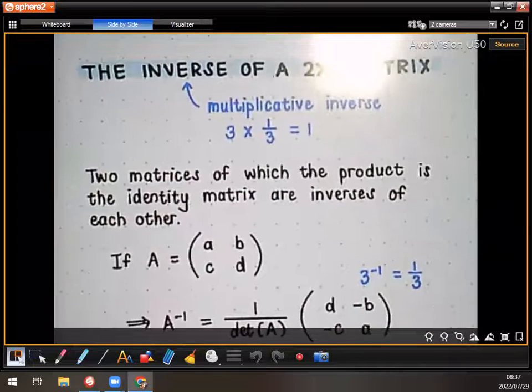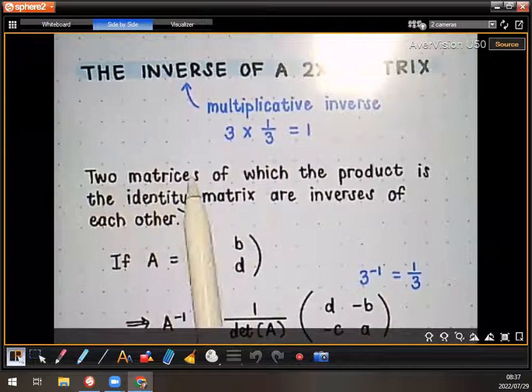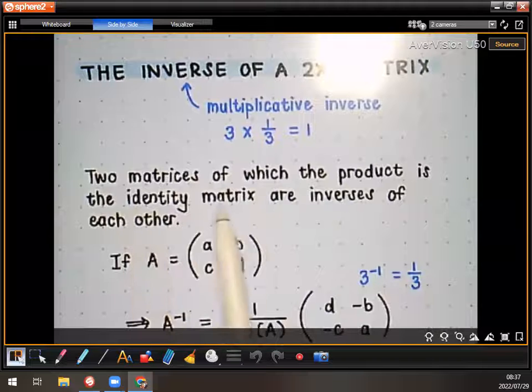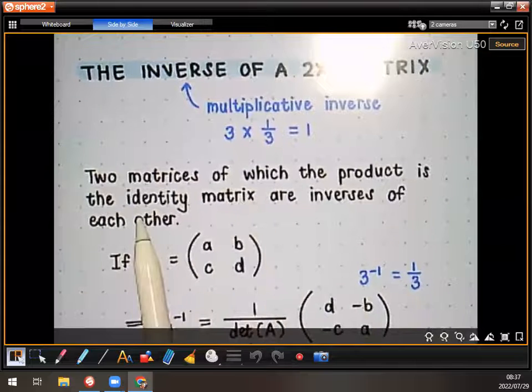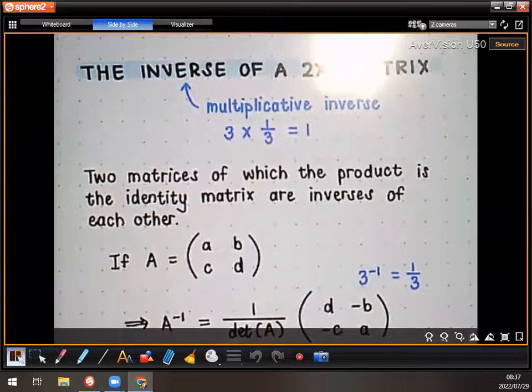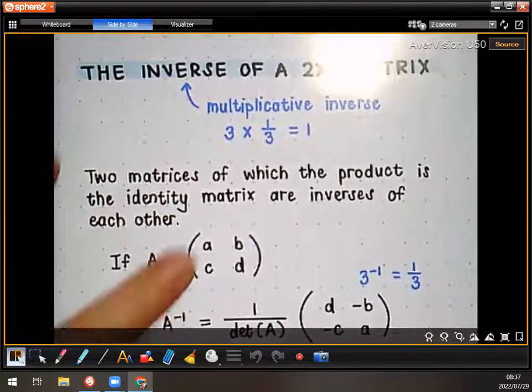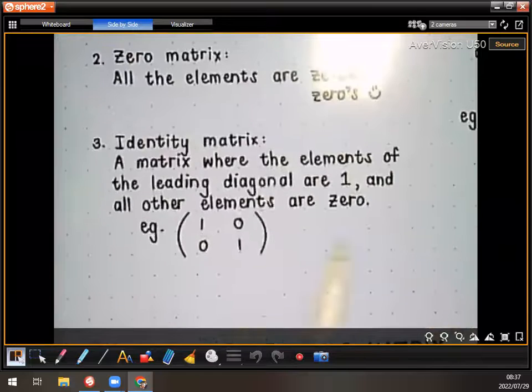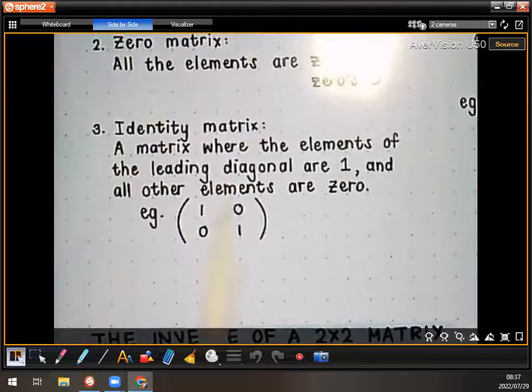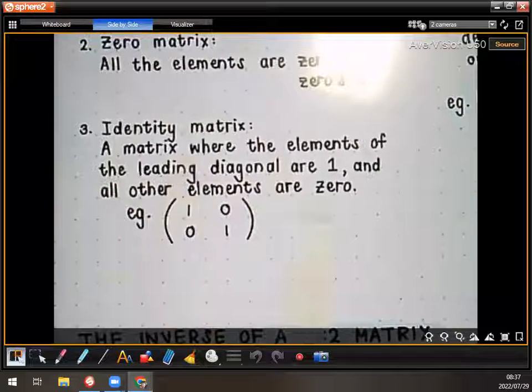The inverse of a 2 by 2 matrix: we said two matrices of which the product is the identity matrix are inverses of each other. So basically, if you take a matrix and you multiply it by its inverse, you will get the identity matrix. Now, what we didn't write down about the identity matrix, can you just go back to this in your notes quickly?